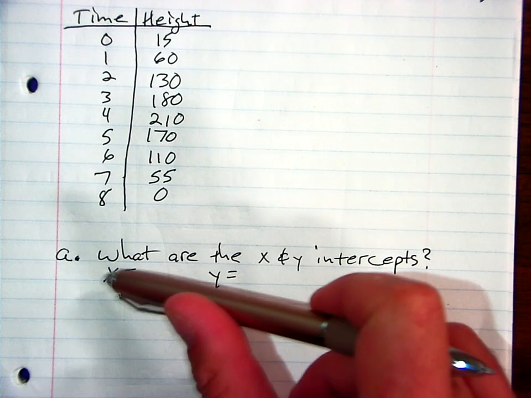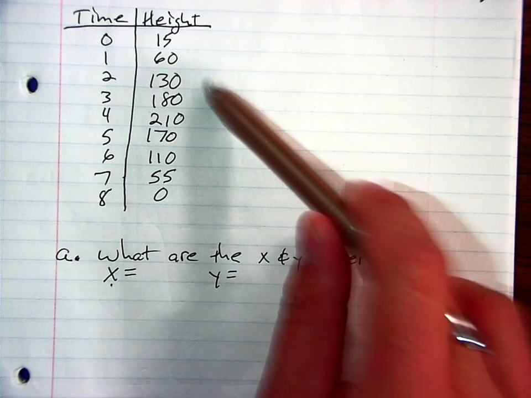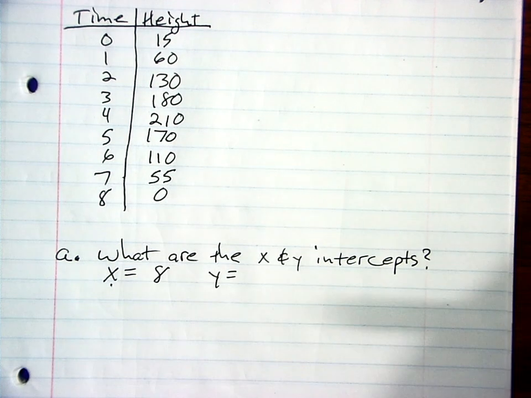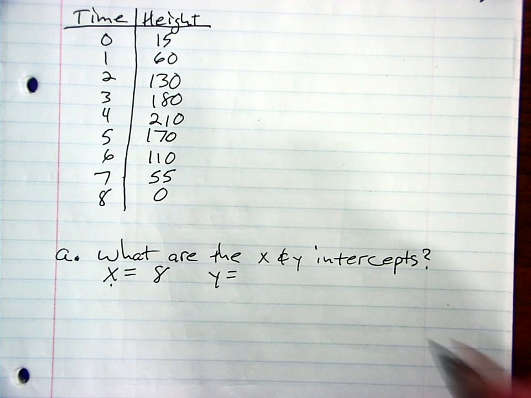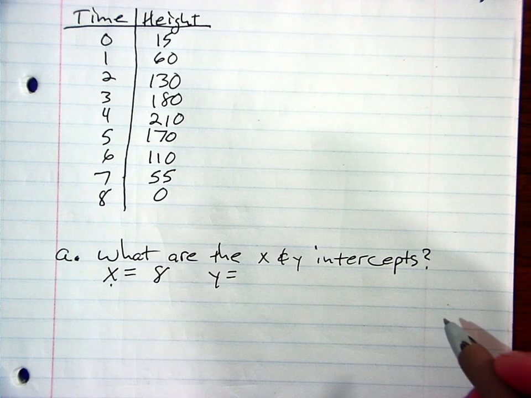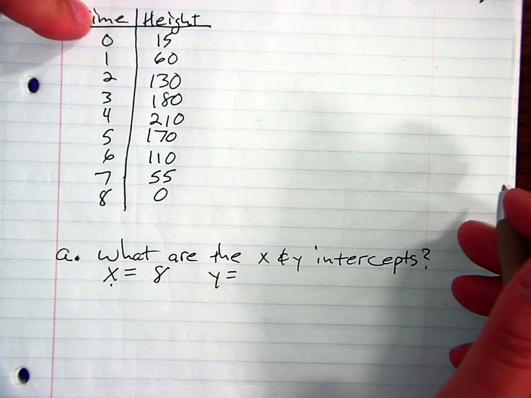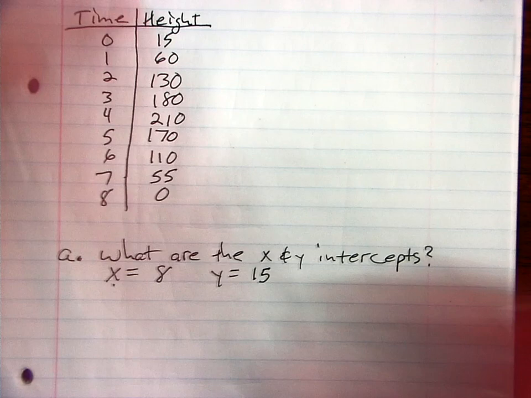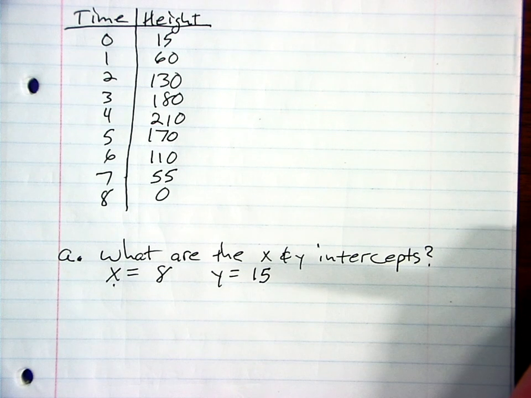So at the X-intercept, the Y is 0. Where's the Y 0 at? 8. Where is the X 0 at? The X is 0 at 15. So that's your Y-intercept. Pretty straightforward, not that difficult.